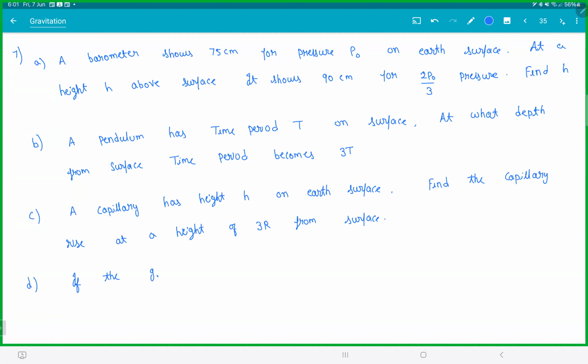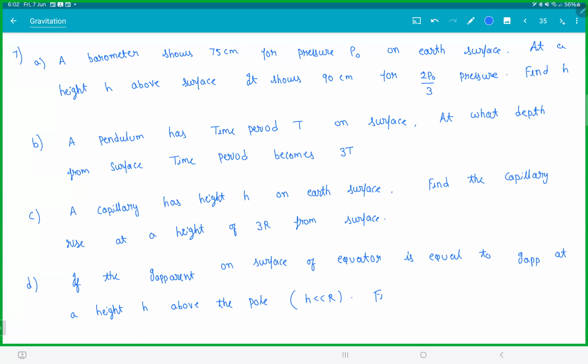If the G apparent on the surface of the equator is equal to G apparent at a height h above the North Pole, assume h is much less than r. Find omega of the Earth.